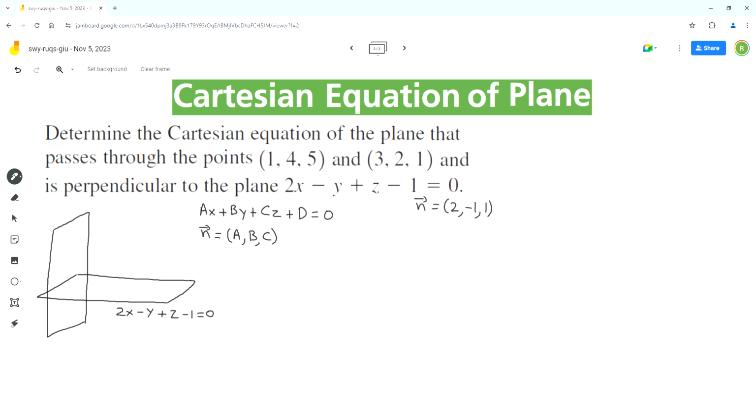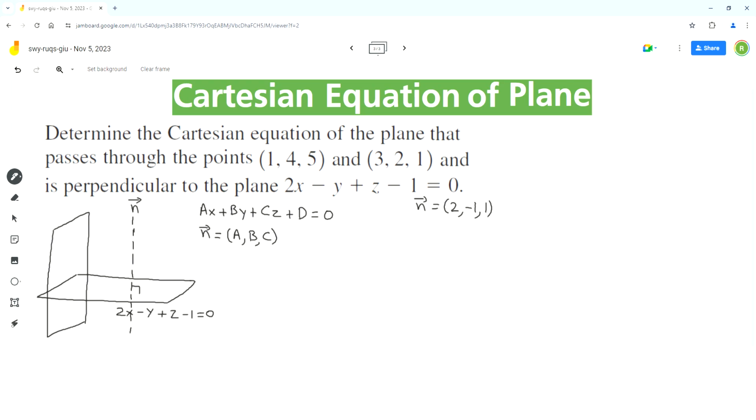Two is the coefficient of the x term, negative 1 is the coefficient of the y term, and 1 is the coefficient of the z term. We can show the normal vector in this diagram. This normal vector can be considered a direction vector for the plane for which we have to find the equation, because the normal vector is perpendicular to the given plane.